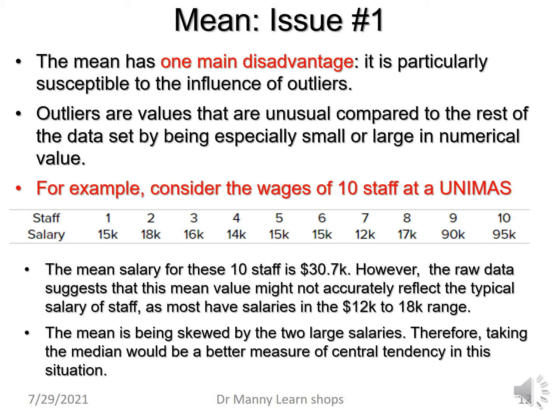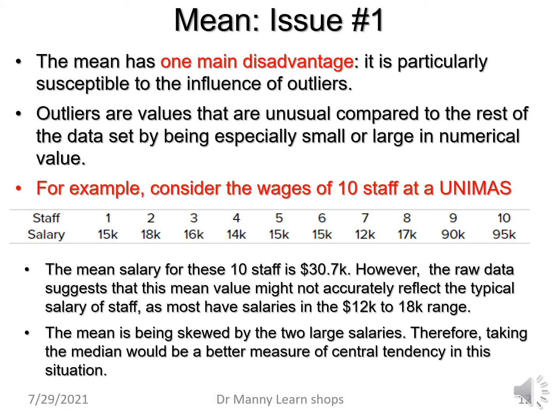There are issues with the mean. The mean has one main disadvantage. It's particularly susceptible to the influence of outliers. And outliers essentially are values that are unusual compared to the rest of the data set, because they can be particularly small or large in numerical value.